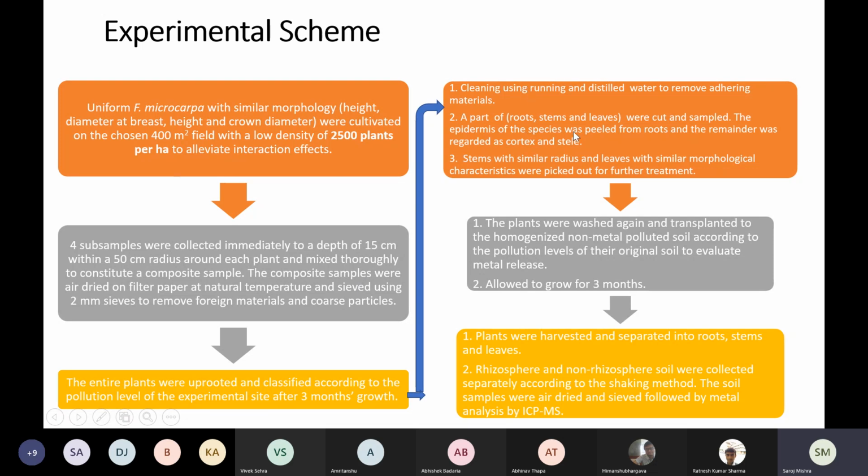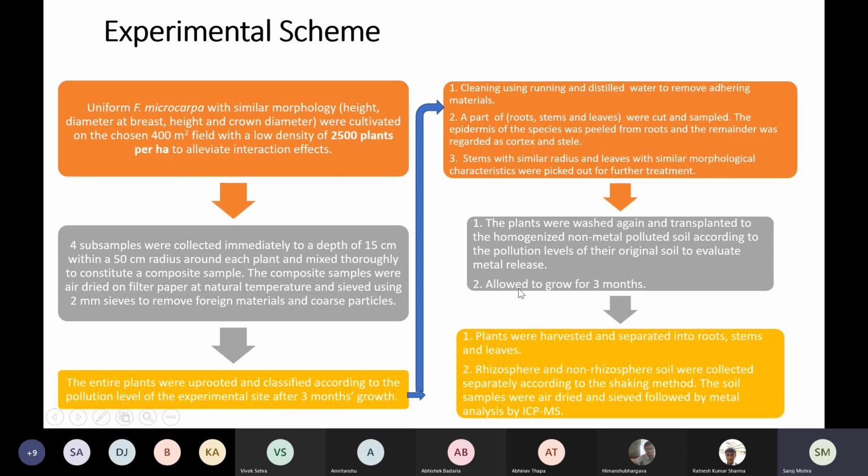Then a part of the root, stem and leaves, etc. So this is all at control time. At time 0, for example, the root, stem and leaves are cut and sampled. The epidermis, that is the outer layer of the plant, is taken away from the roots, and the remainder is cortex and stele. All of these results we are going to discuss.